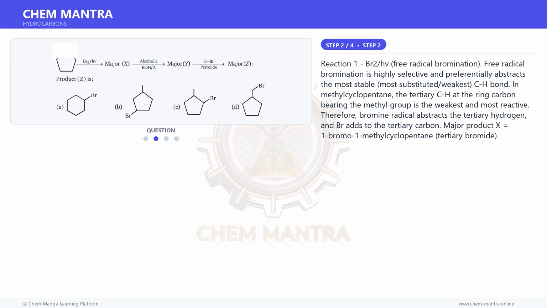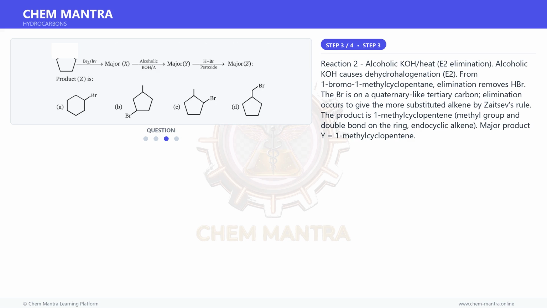Therefore, the bromine radical abstracts the tertiary hydrogen and Br adds to the tertiary carbon. Major product X is equal to 1-bromo-1-methylcyclopentane, a tertiary bromide. Moving on to the next step.